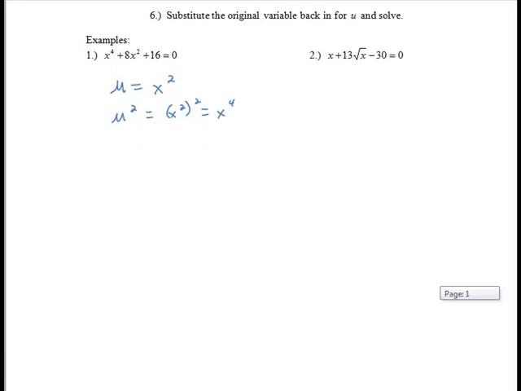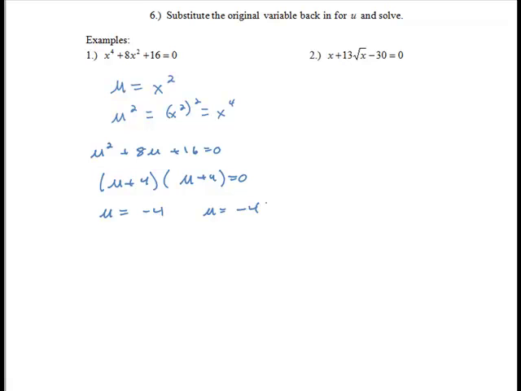So we substitute these two values into the equation. X to the 4th we set equal to u squared, plus 8x squared, we set x squared equal to u. The constant 16, of course, doesn't change, equals 0. So now we actually do have a quadratic equation that we can solve. Use whichever method's appropriate, which will typically be factoring. Extracting the roots will not work, but this factors into u plus 4 times u plus 4, which gives us u is equal to negative 4 and u is equal to negative 4.